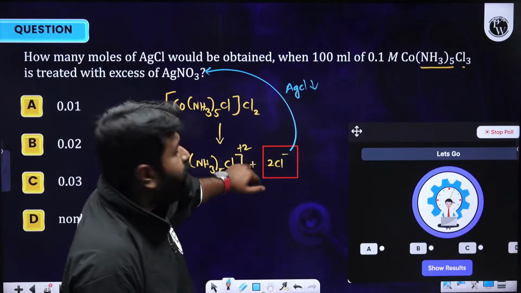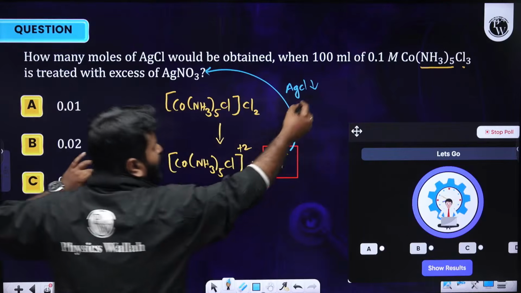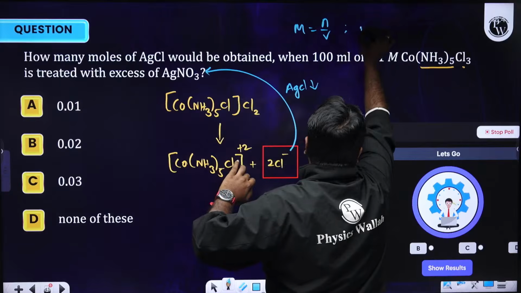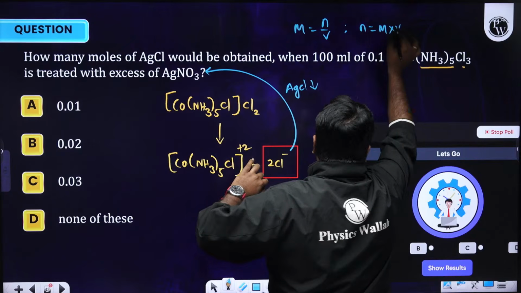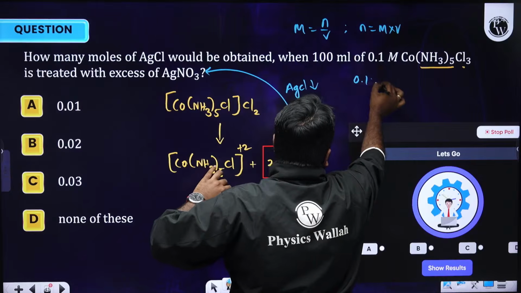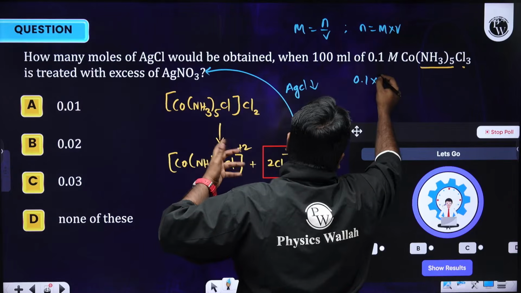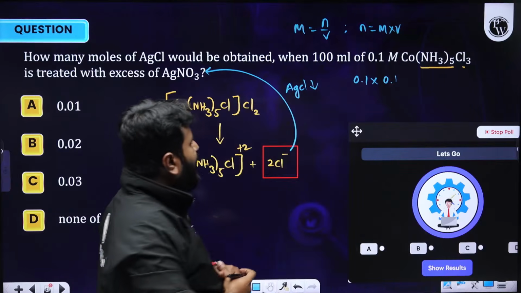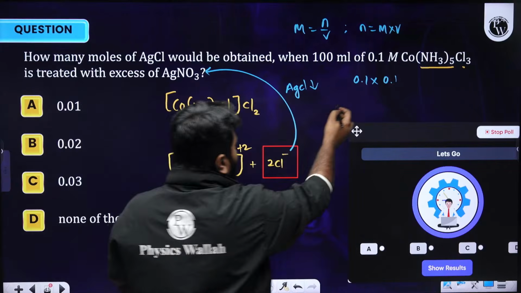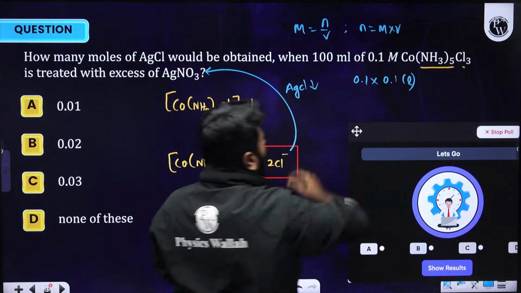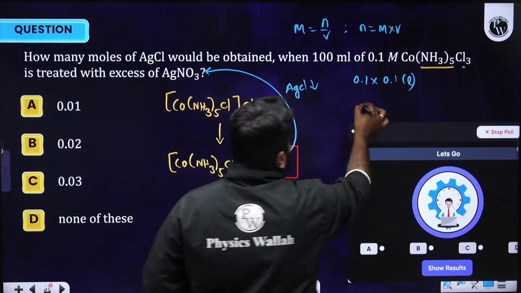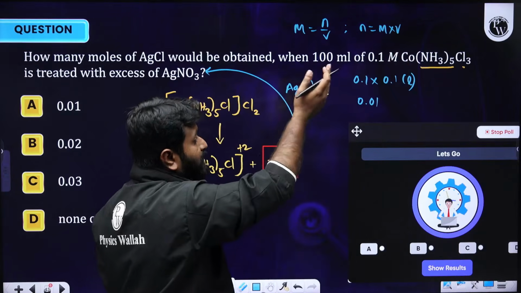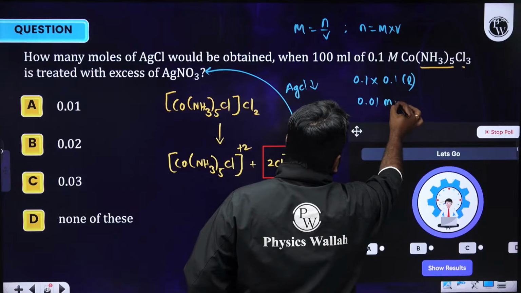When it comes to how many moles, we know very well, molarity is nothing but number of moles upon volume. So number of moles means molarity into volume. What is the molarity? 0.1. What is the volume we are having? 100 ml, otherwise we can write it as 0.1 liter. I am writing in terms of liter. So automatically this will be 0.01, that is 1 into 10 to the power minus 2. 0.01 moles.